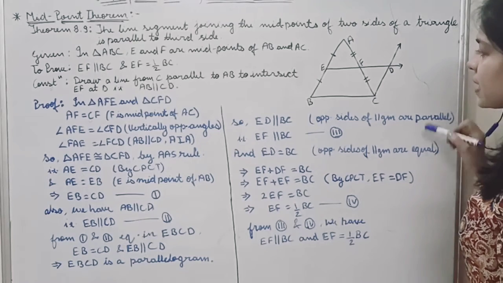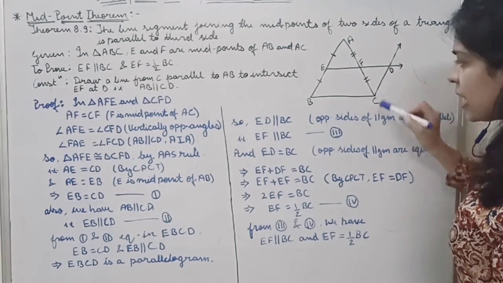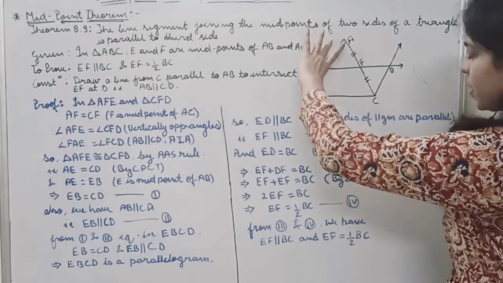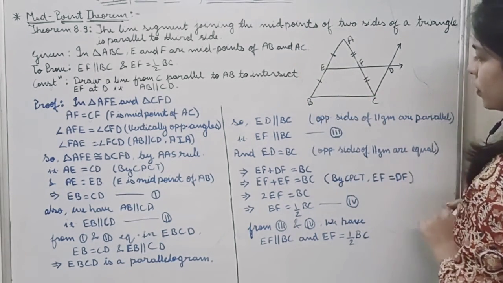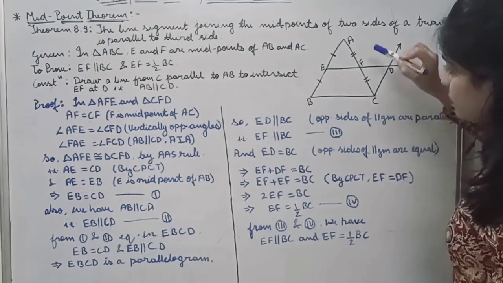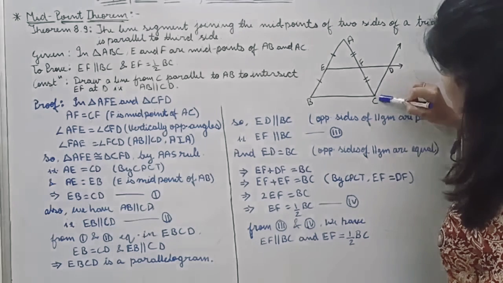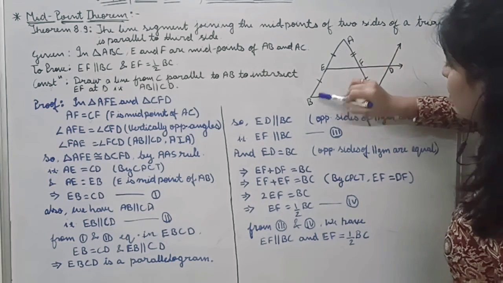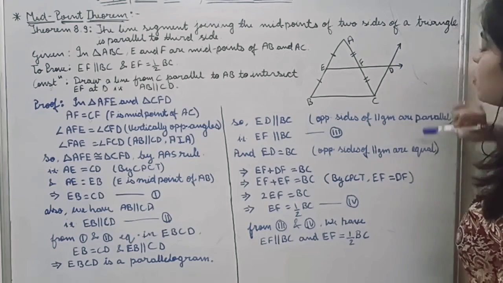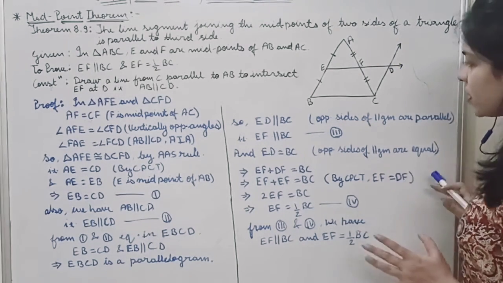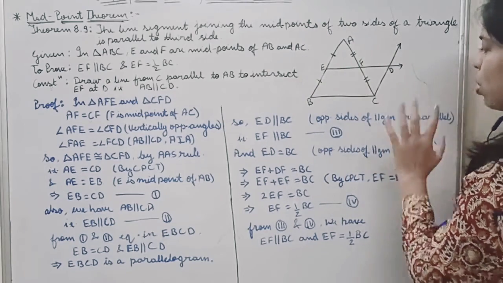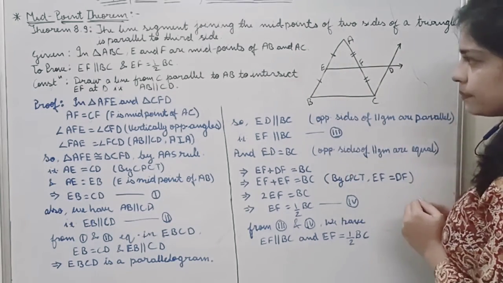After extending EF, we will draw a line parallel to AB through vertex C of the triangle. Through this vertex C, we will draw a line parallel to AB which will intersect the extended EF at point D. In simple words, we can just say that AB is parallel to CD.